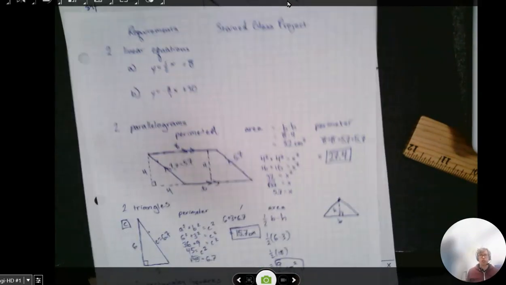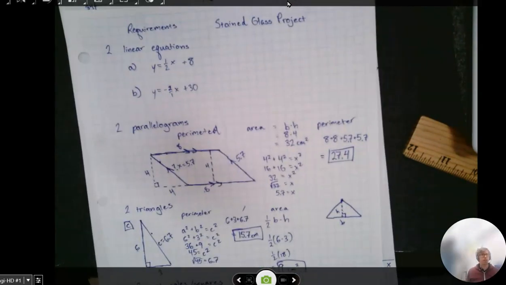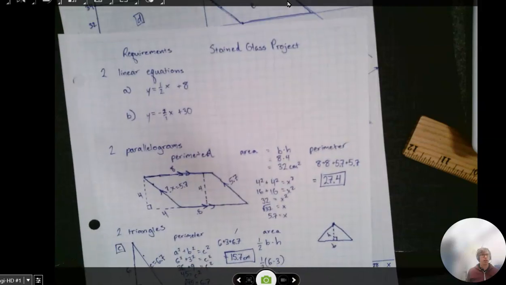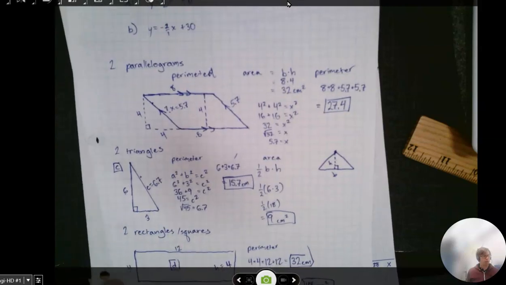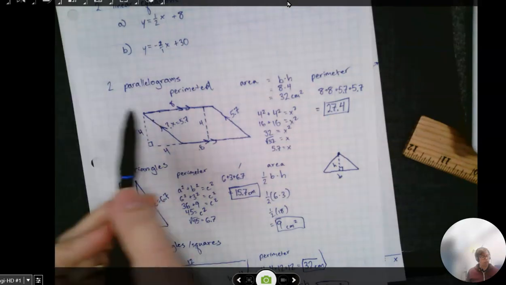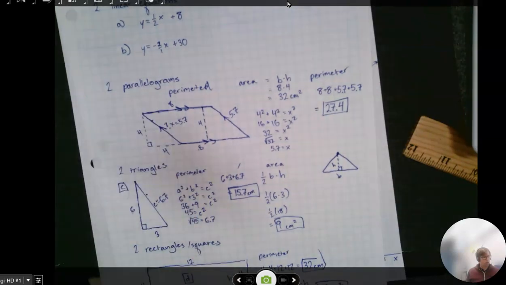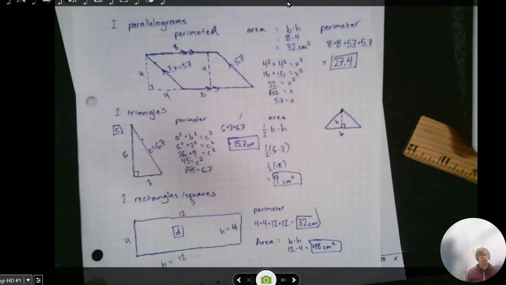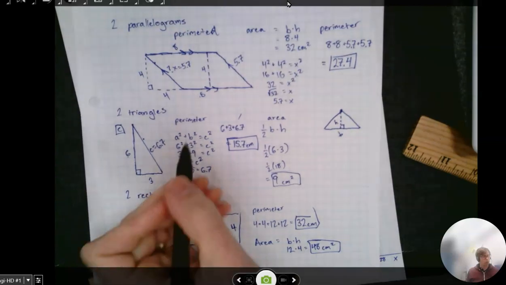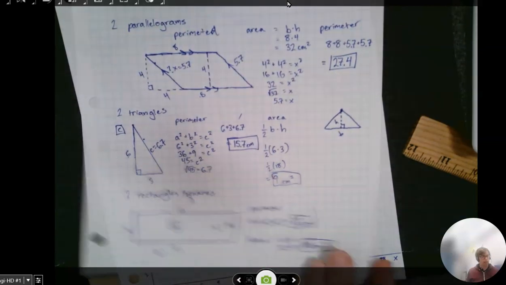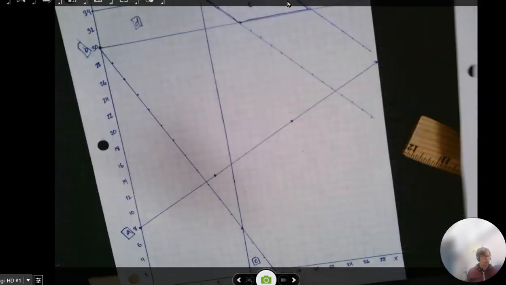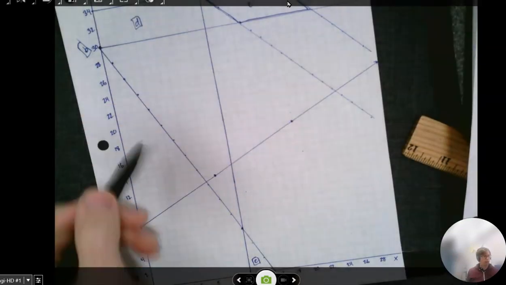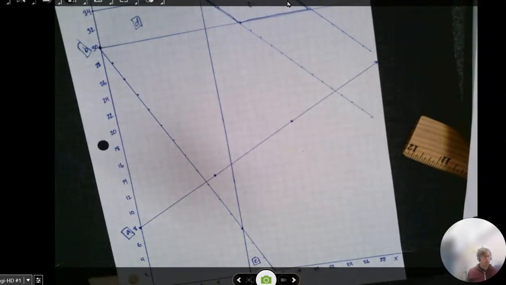Over half the project done in about a 15-minute, 17-minute video here. Your requirements go a little bit beyond this. You would still need a second parallelogram, a second triangle, and a second rectangle and square, both of which with the perimeter and area calculations. Once you're done with that, you shade this in. Just pick a color scheme, do different colors for different panels, and there you have your stained glass window, demonstrating a lot of the geometry and linear equations we've learned this year.